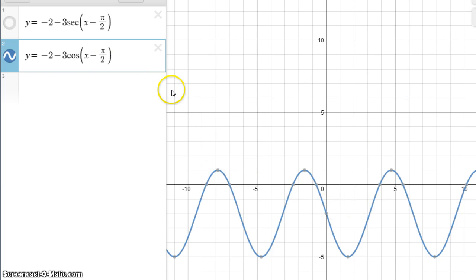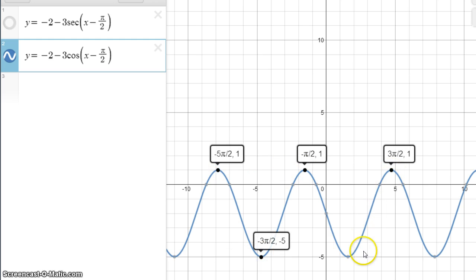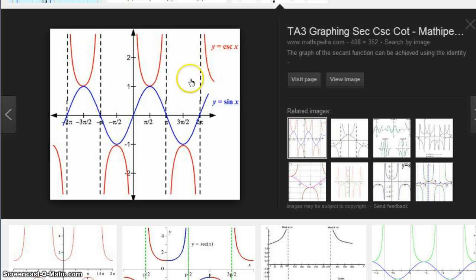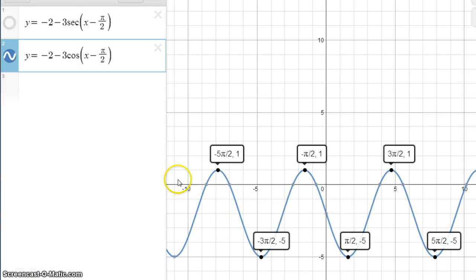The first thing you want to do is graph the cosine function that looks identical to the secant function. See, these are identical, except this one says secant and this one says cosine. These points are going to be the minimums and maximums for all these shapes, so you can see that the minimums and maximums correspond. That's why I like to graph the cosine first.